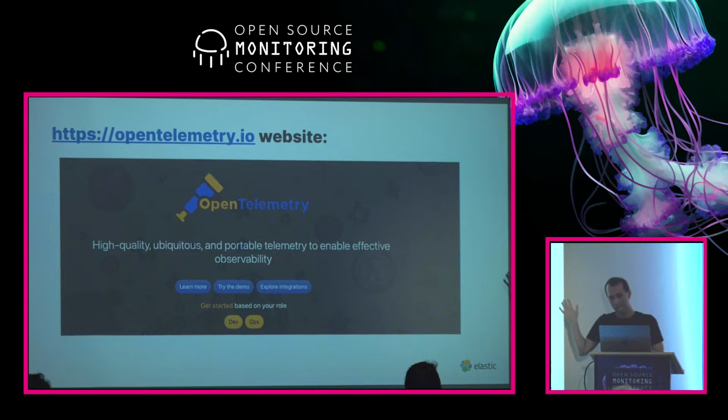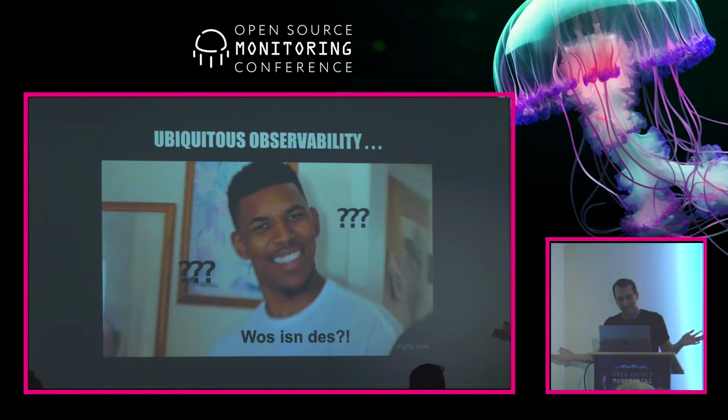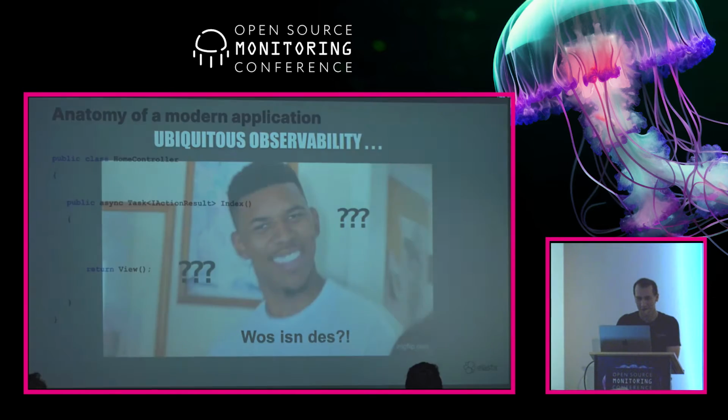This is the OpenTelemetry website. It says high quality, ubiquitous, and portable telemetry to enable efficient observability. Now, what the hell does that mean? This is really like a marketing slide. So let's dive into this ubiquitous part, because I think that's really important. If you want to use traces, then this is something which is a real thing. Just the formulation is a little bit marketing-y.